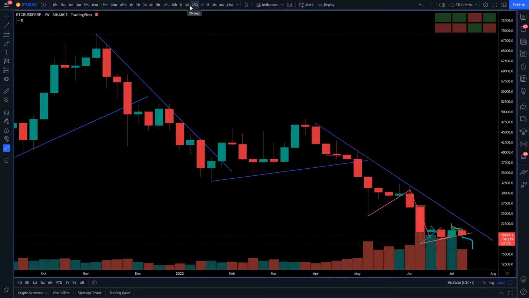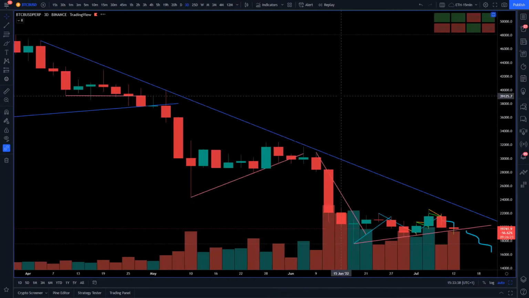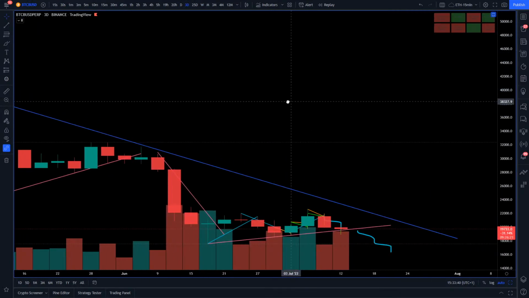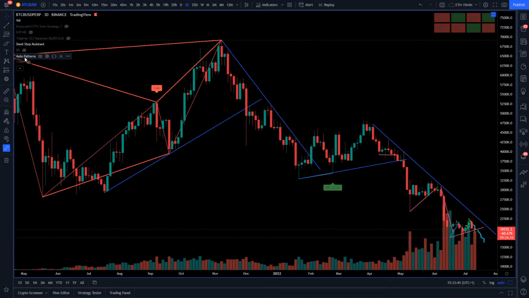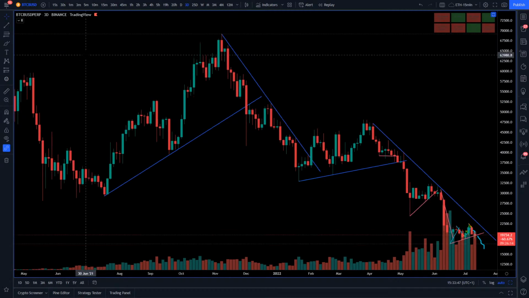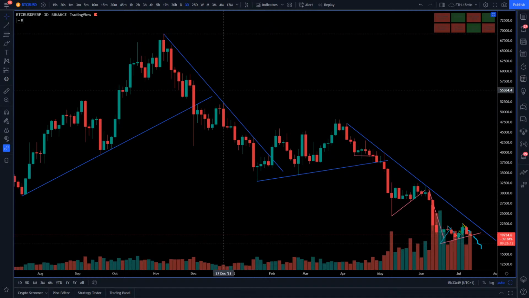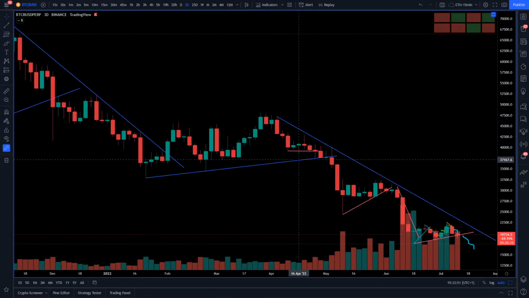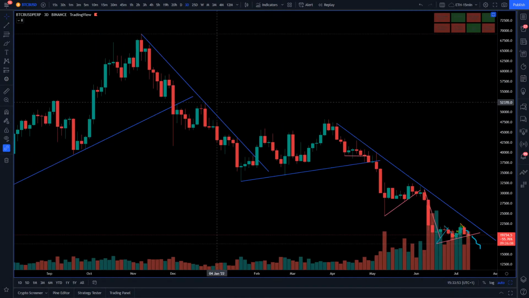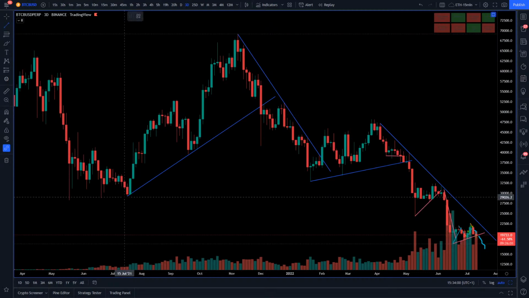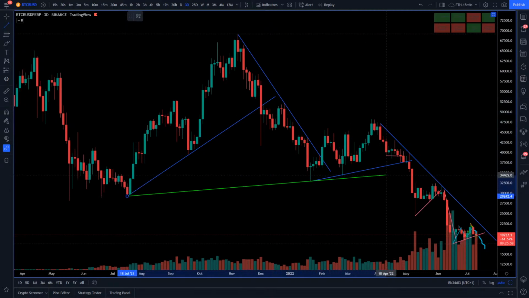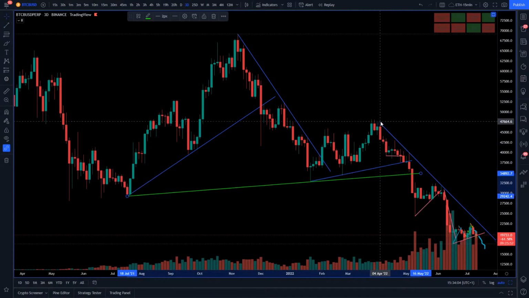So right here we have the higher time frames Bitcoin chart, and the BTC chart. The monthly is still going down. As you can see here, the light blue trend line is still going down, since April, end of March.